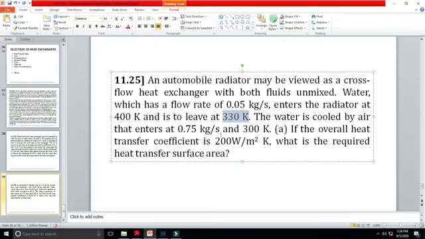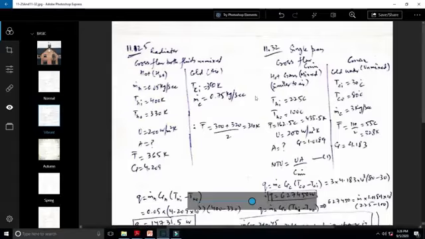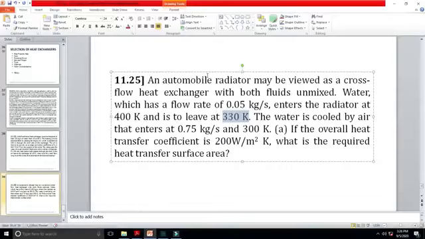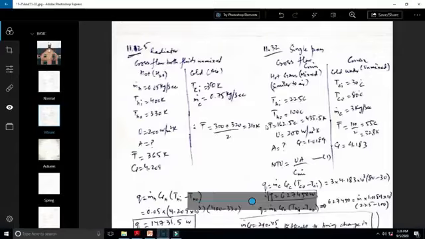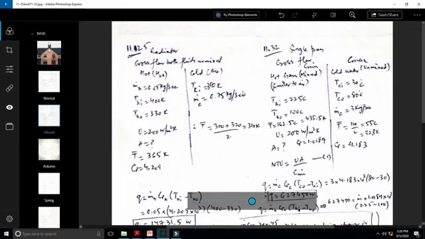Air would be the cold fluid, and since it is getting energy from water, its temperature will start going up. So let's first write air as the cold fluid. You need to have those two columns for your own reference. So air is the cold fluid which enters at 0.75 kilograms per second and 300 Kelvin. So air comes in at 300 Kelvin, that would be TCI. And the mass flow rate of the cold fluid is 0.75 kilograms per second.